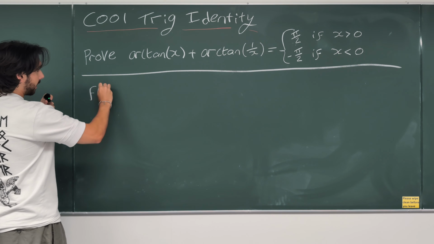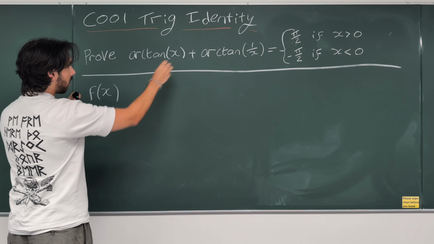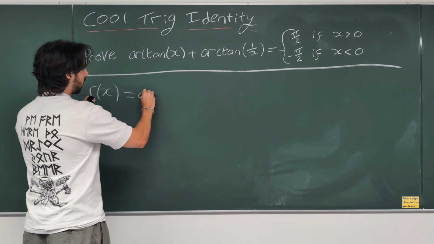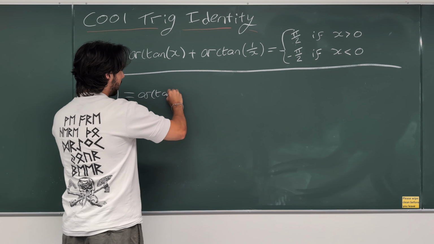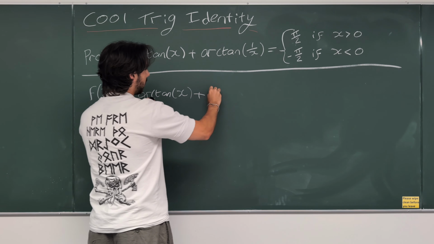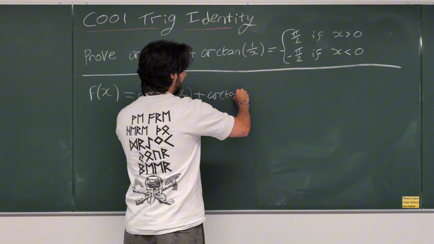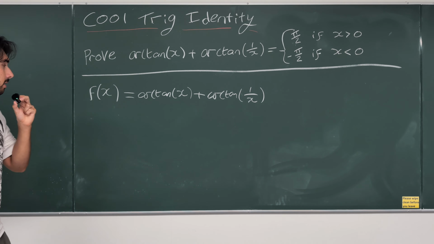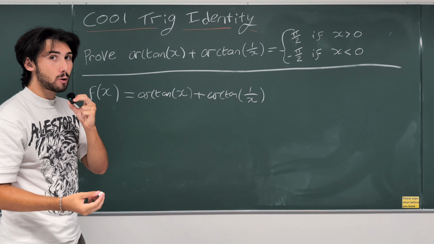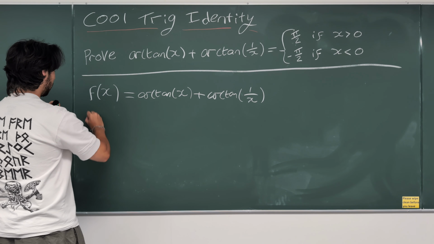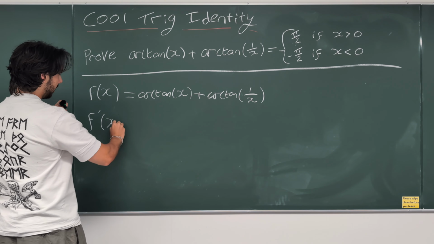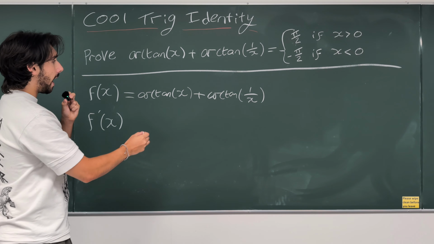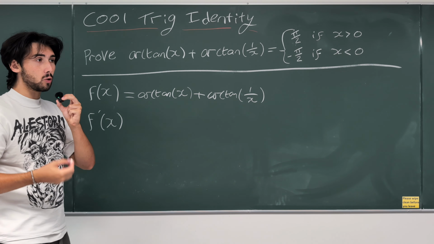I'm going to call it f of x, and it's just going to be this: arctan x plus arctan of 1 over x. Okay, so arctan x plus inverse tan of 1 over x. This is my function f of x. Now, what I'm going to do is differentiate it. You might say, whoa, we're doing trigonometry. Why are you differentiating it? You shall see.